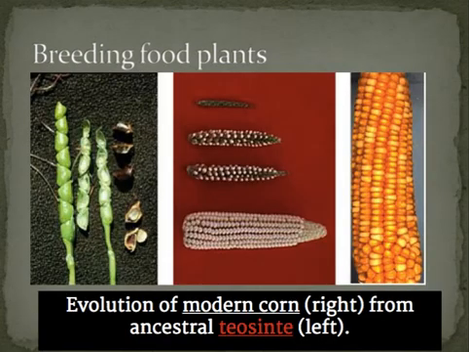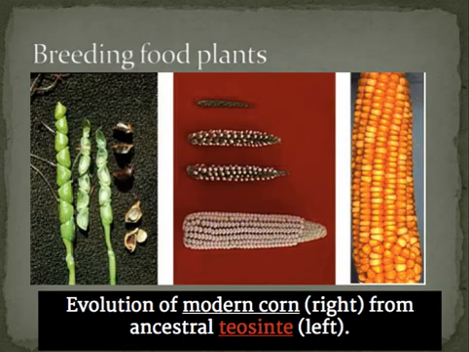Another plant that we have definitely genetically modified is corn. On the far right, we have today's corn. On the far left, we have the ancestral teosinte, which I guess you can kind of see a little bit of corn kernels in. But it was a group of large grasses of the genus Zea found in Mexico, Guatemala, and Nicaragua.